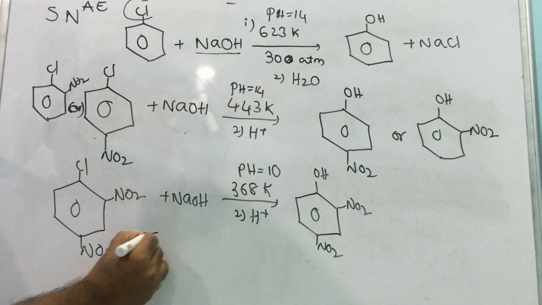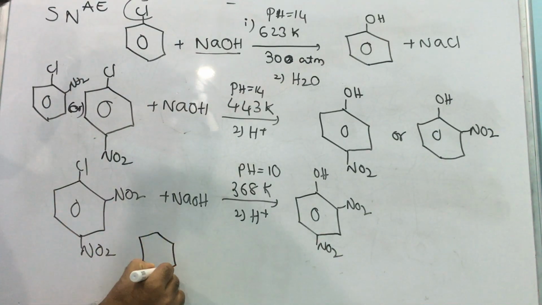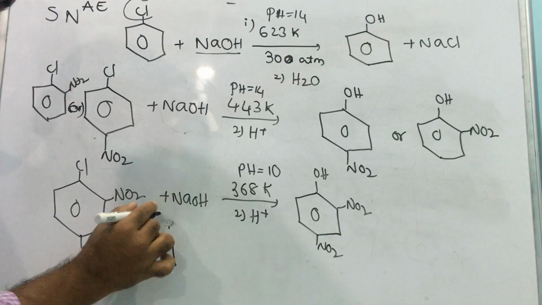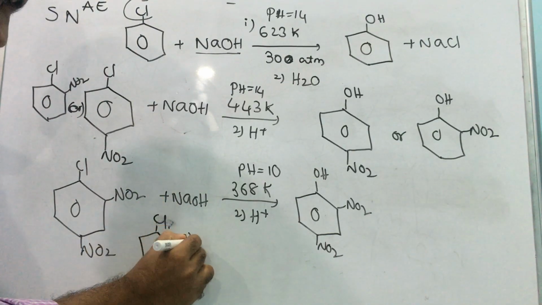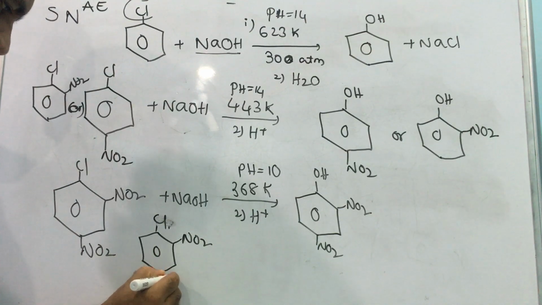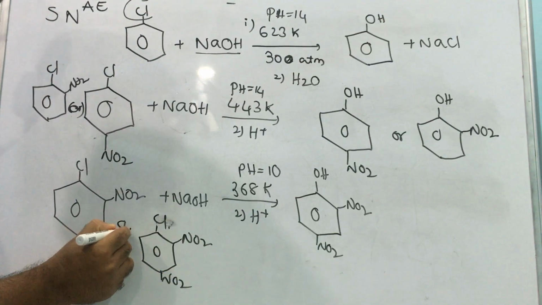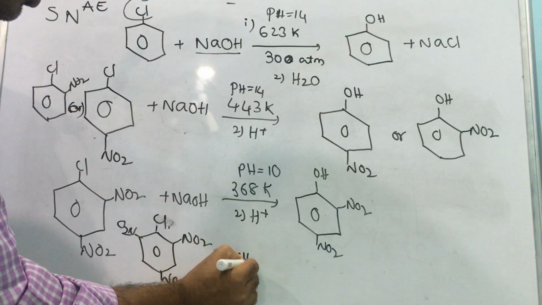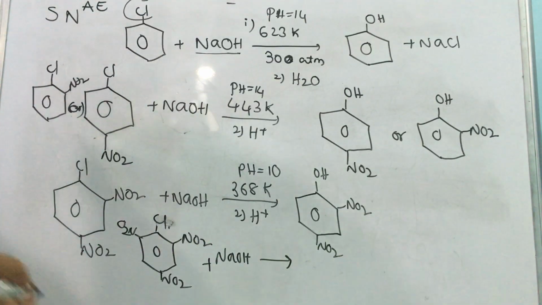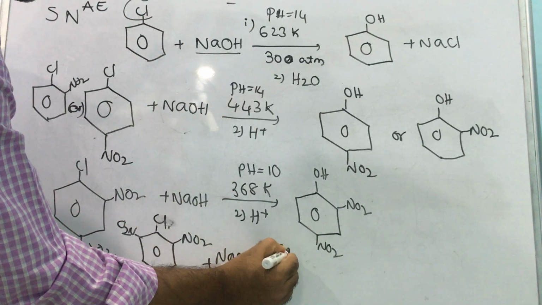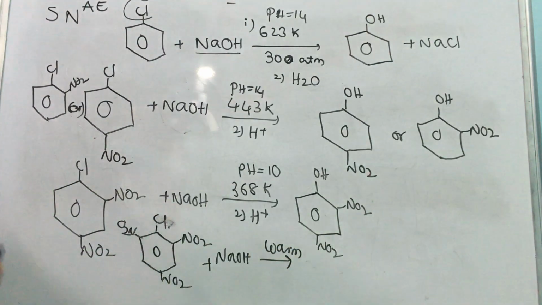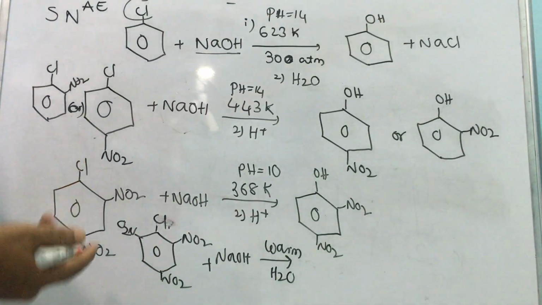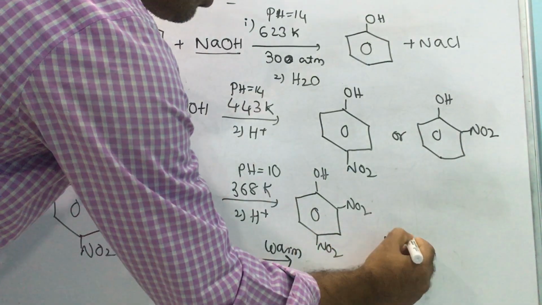Now one more electron withdrawing group if you add. Now we have to write the Cl reactant with NO2, NO2, NO2. This reacts with NaOH, and just warm it. If you warm it using normal H2O or H plus, then we will get picric acid.